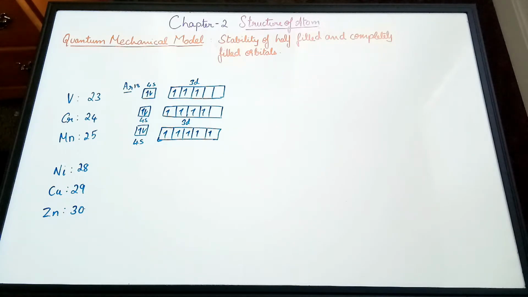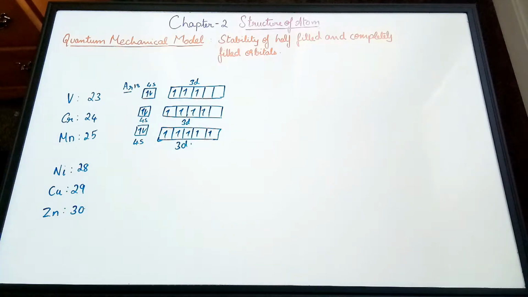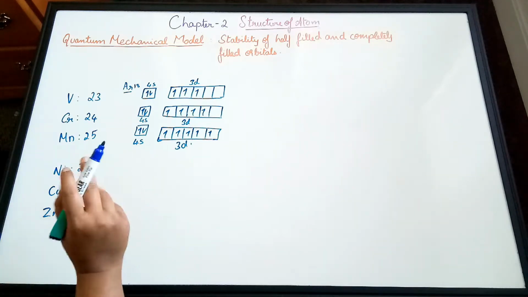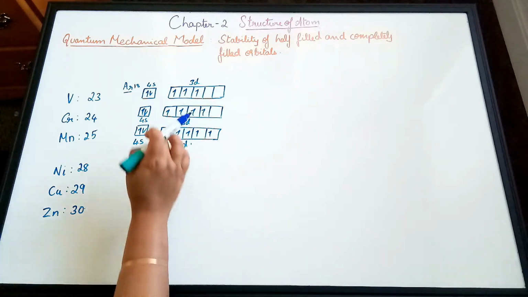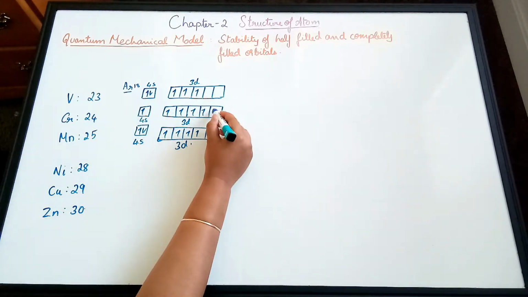Now, in the configurations that I've written over here, one of them is wrong. You can think of the reason why, or you could guess it. The configuration of chromium is not 4s2 and 3d4, but it is 4s1 and 3d5.